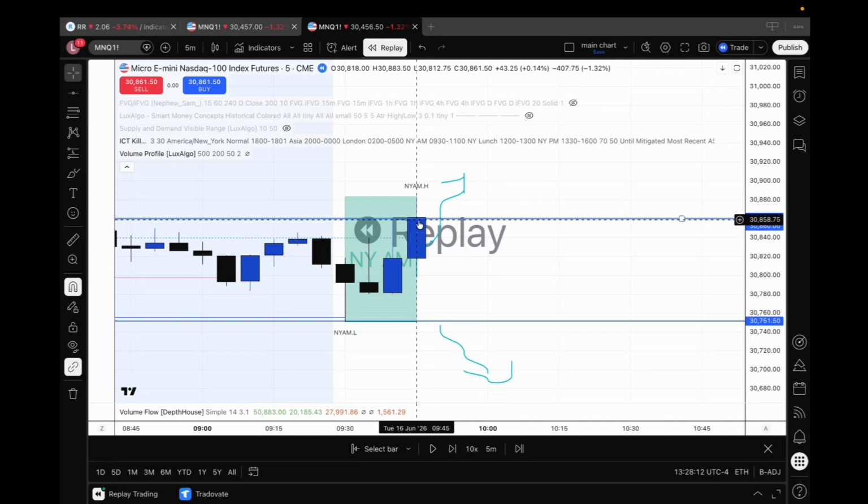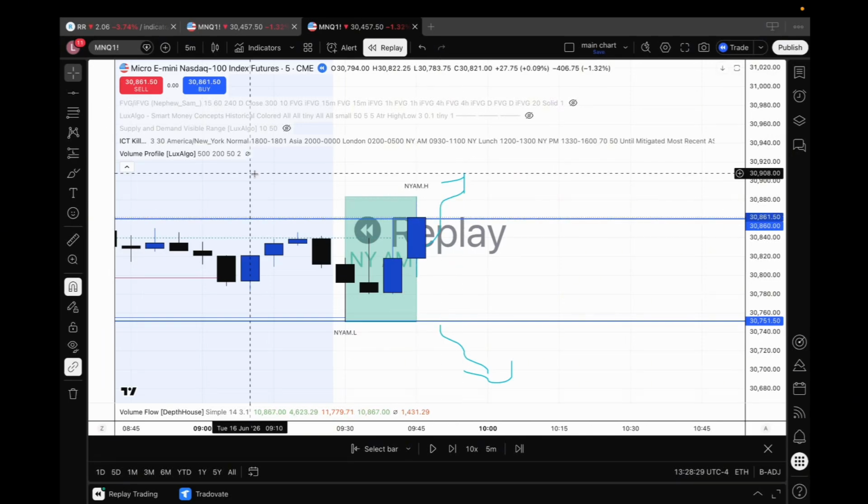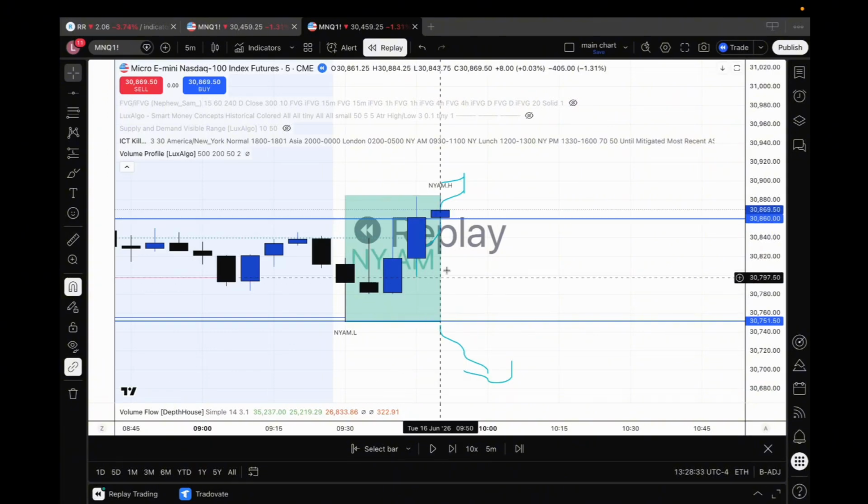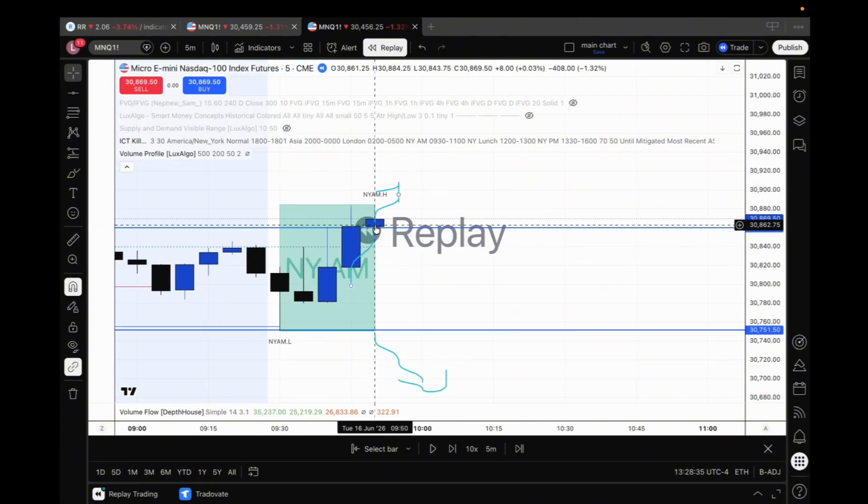Okay, so we don't want to count the wick. You guys can see this little wick here. We never want to count the wick that's above. We always want to see the body of the candle close outside a little bit. It doesn't need to be the full candle, but we want to see a good piece of that candle above this top line. So let's play one more. Okay, perfect. Now we have a full body outside the line, which is perfect.